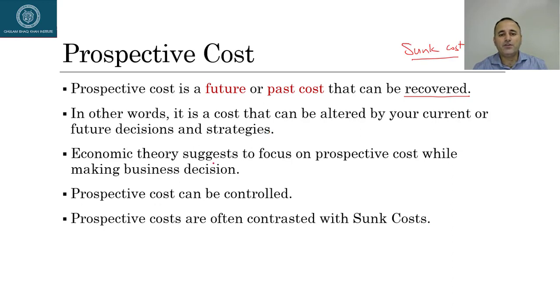Economic theory suggests to focus on prospective costs while making business decisions. So as I told you, you do not have to bring sunk cost into the equation because that cost is gone. It is no more relevant to your decision making. But prospective cost is relevant to your decision making because you can recover that. Prospective cost can be controlled through your decision making. You can buy, you can sell it completely, or you can sell it in parts. Prospective costs are often contrasted with sunk cost, so it's like the opposite of sunk cost.